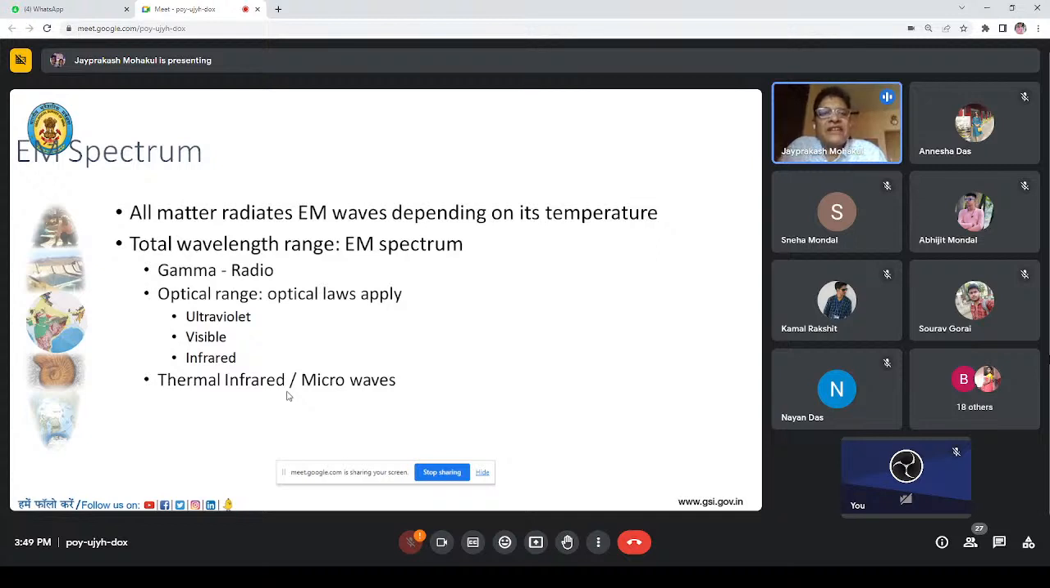So all matter radiates electromagnetic waves depending upon its temperature, across the total wavelength range of the spectrum. So you have everything from gamma to radio. In the optical range, only in this range do the laws of optics apply, right? The laws of optics, that is reflection and refraction, apply only in the ultraviolet, visible, and infrared range. So this is also known as optical remote sensing, right?